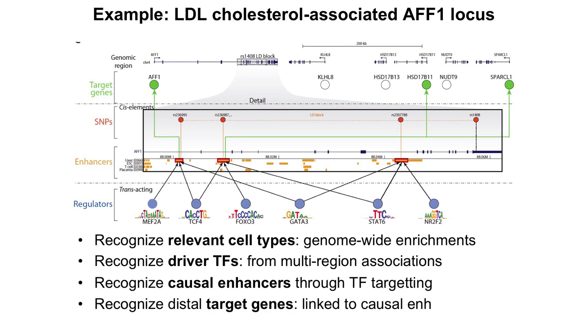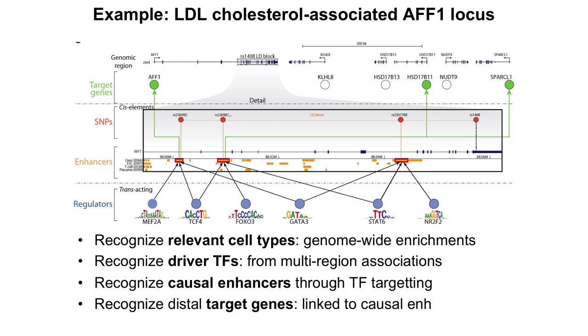So here's one example. In this particular case, there's an LDL cholesterol-associated locus. It sits in the AFF1 gene. It spans the last few exons of that gene. And I'm zooming into this region right now, showing that there are four SNPs, three of which are sitting in enhancer regions, but all four of them are linked to all three because of LD. So we don't know whether it's this SNP or that one that's the driver. And this is the set of upstream regulators.